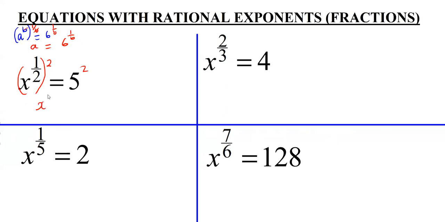So now you're going to be left with x, but this one will cancel out. This one will cancel out. So you're going to be left with x is equal to 5 squared, which is equal to 25.